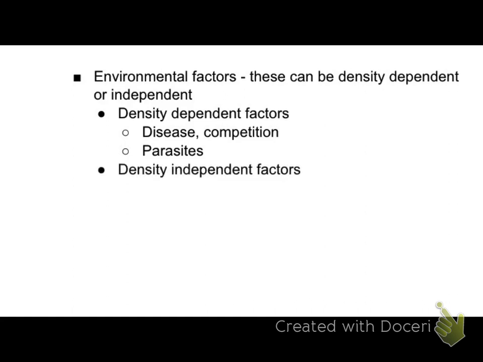Density independent factors are factors that are going to affect a population no matter how many organisms are in that population. These are things like floods, right? It doesn't matter how many gophers are living in an area. If the area floods, it's going to affect all the gophers, right? And it's not going to affect them more or less depending on how many of them were in the area. It's just going to affect them.